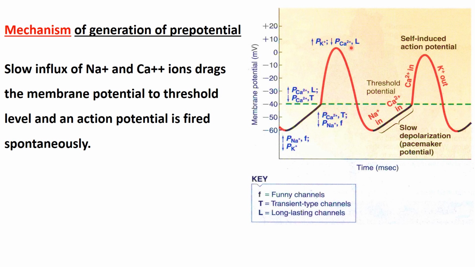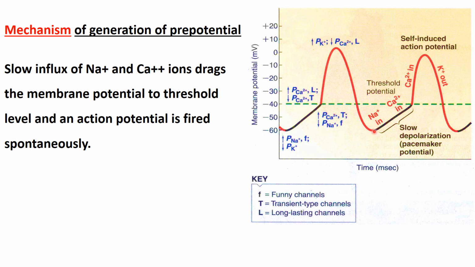So this red line, from here to here, up till here, is due to increased permeability of the membrane of the SA node to potassium. That was about the permeability, and here you see sodium is coming in, slow depolarization. At this point, calcium is coming in, and this is slow depolarization. This black line is called the pre-potential.